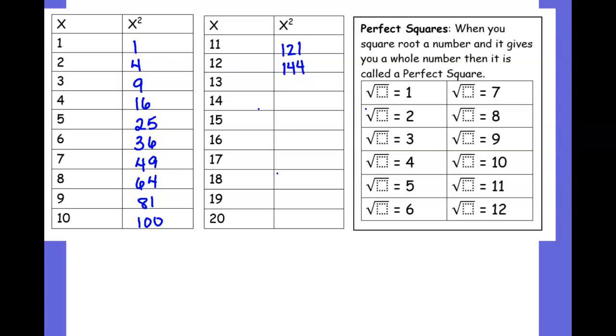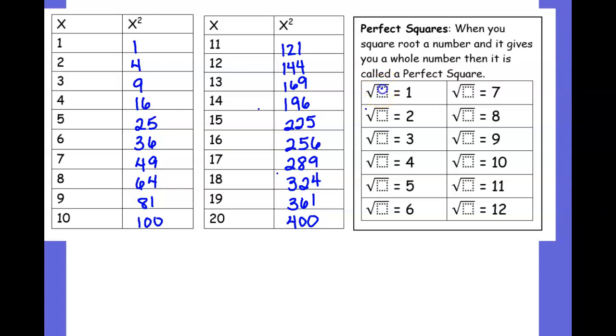You may not know the other ones, but 13 squared is 169. Then we've got 14 squared is 196. 15 would be 225. 16 would be 256. 17 would be 289. 18 would be 324. 19 squared would be 361. And 20 squared would be 400. So there's a list of the perfect squares up to 400. If you take the square root of a perfect square, you get a whole number. That's why it's perfect.